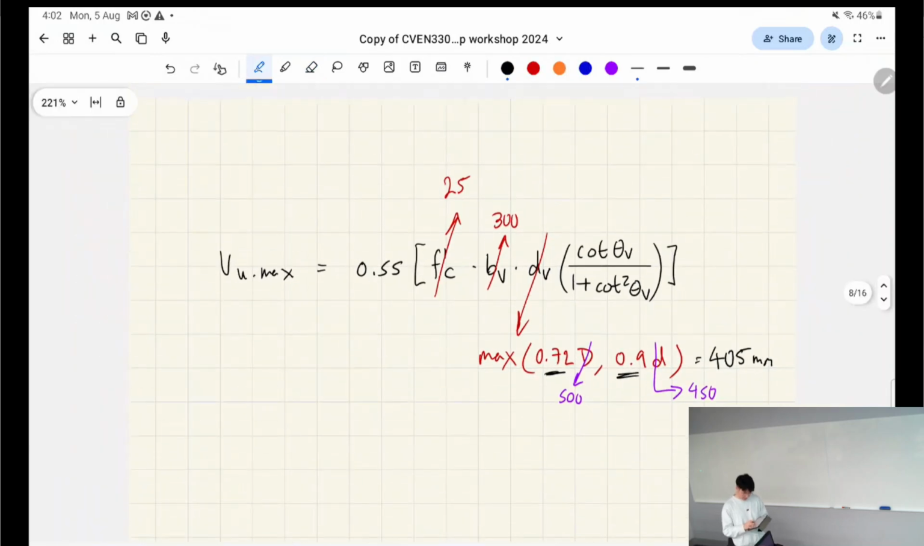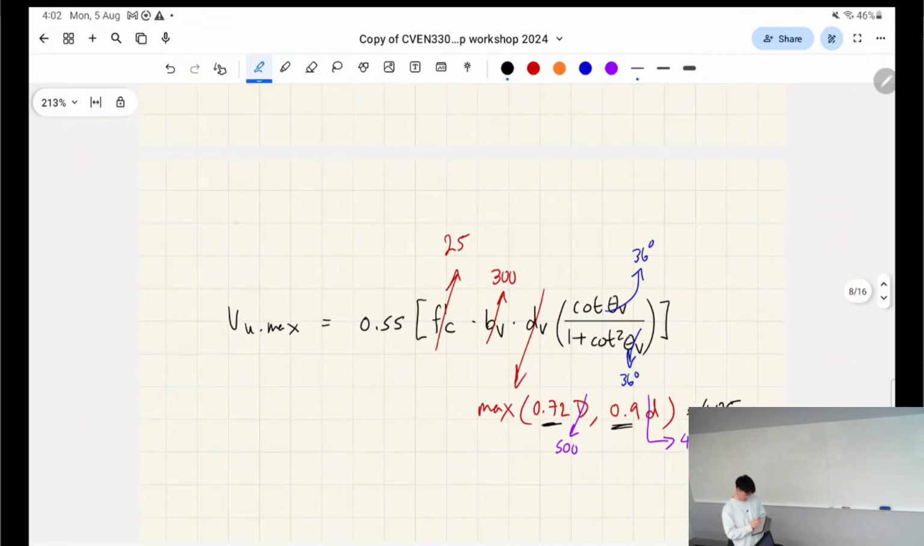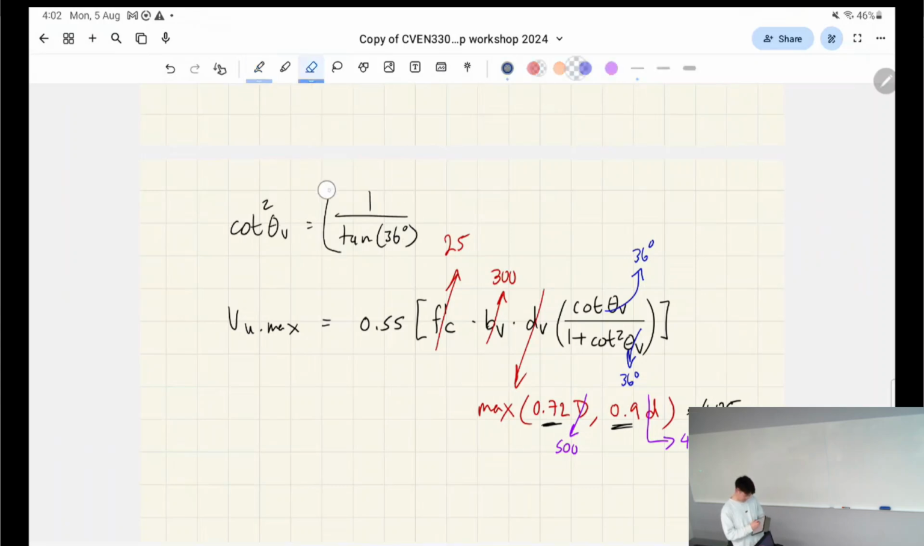Okay, next, cot and this, right? So we said this was going to be 36 degrees. What is cot? Very good. So cot is the same as saying 1 over tan, right? So that's what we're going to plug into our calculator. Okay, what's cot squared? This whole thing squared. I guess you can just do this part squared. That's what that is, okay?